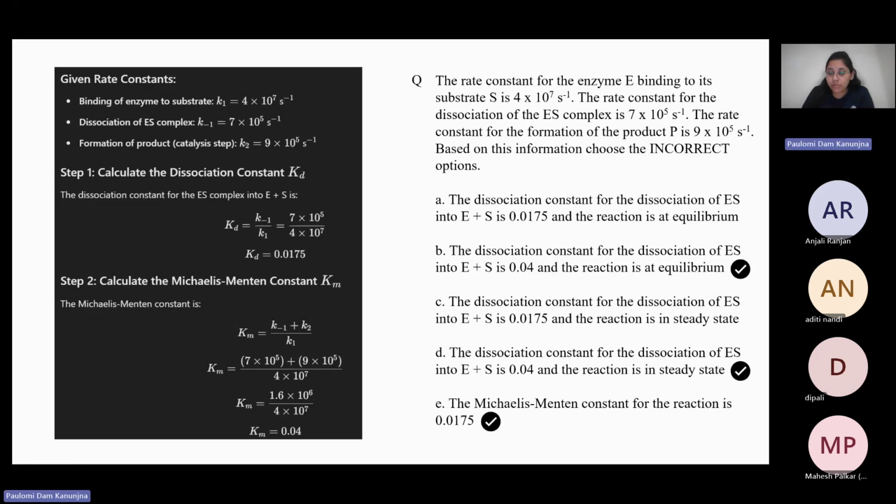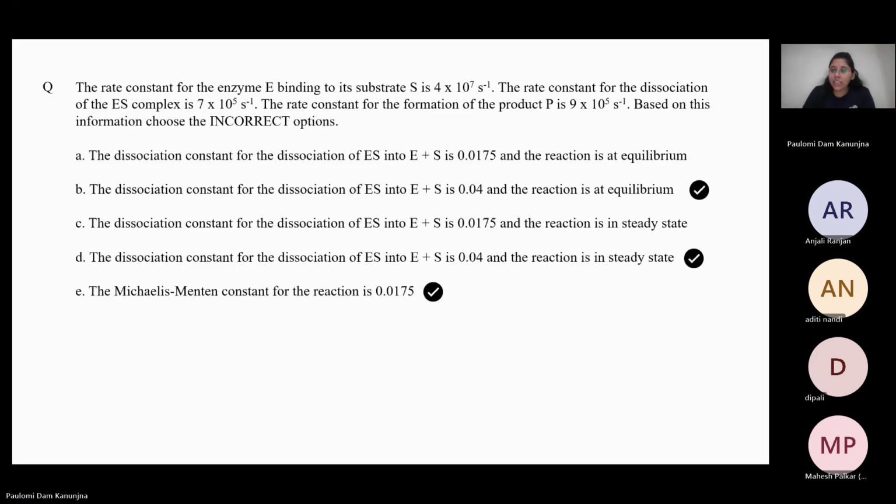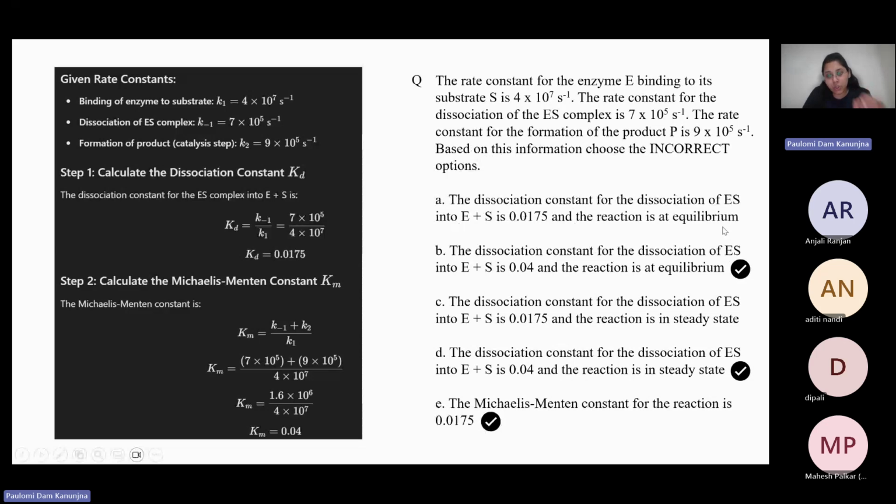Did that make sense? Kd is basically just the breaking of ES complex, and the ES complex is constant here, but it is the step of formation of ES complex that is taken for consideration of Kd when we are looking at equilibrium condition. So in both conditions, Kd is the same value and pertains to the same metric that we are looking into. That's why in the options given here, the dissociation constant is true when the reaction is in equilibrium. At the same time, it is also true when the reaction is in steady state, because in both assumptions Kd remains the same.